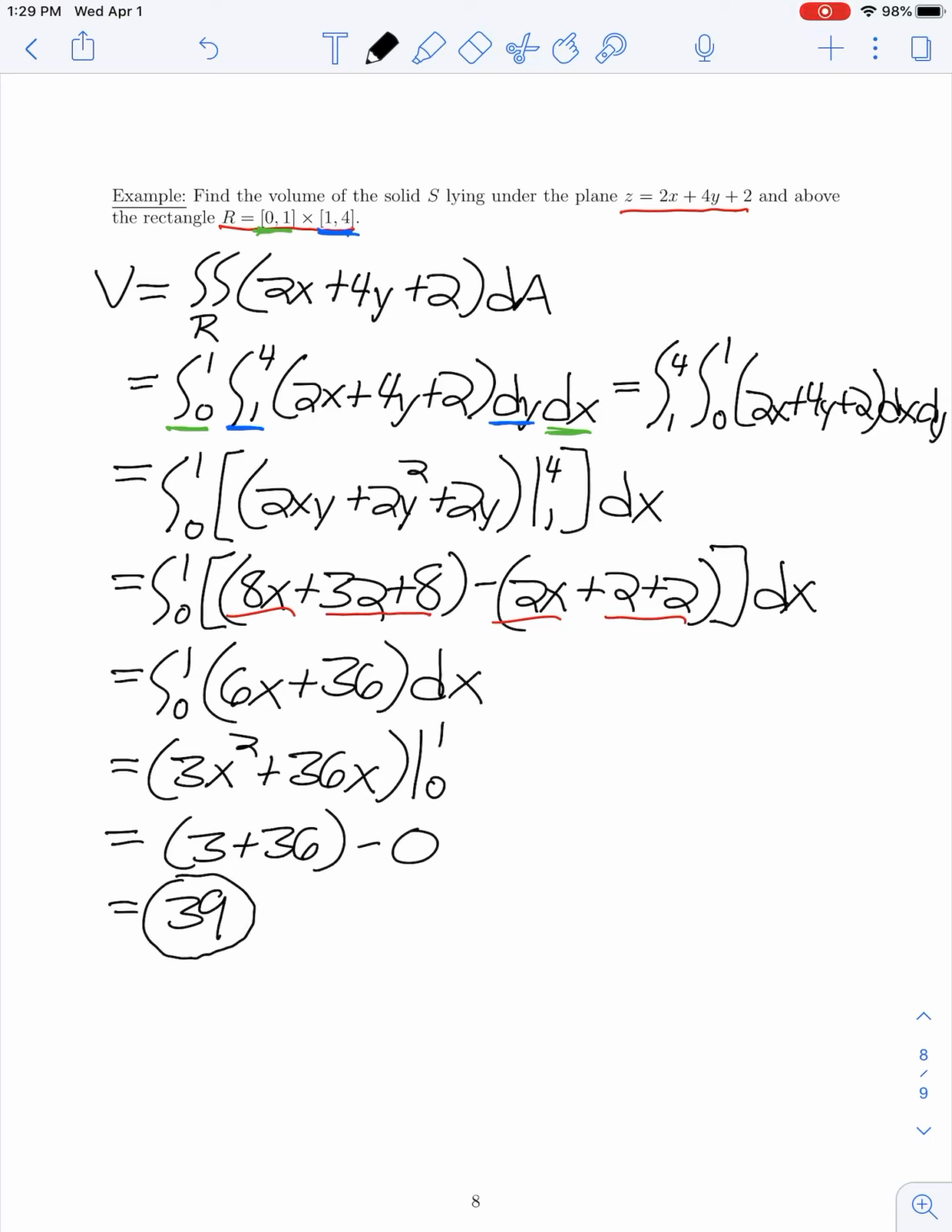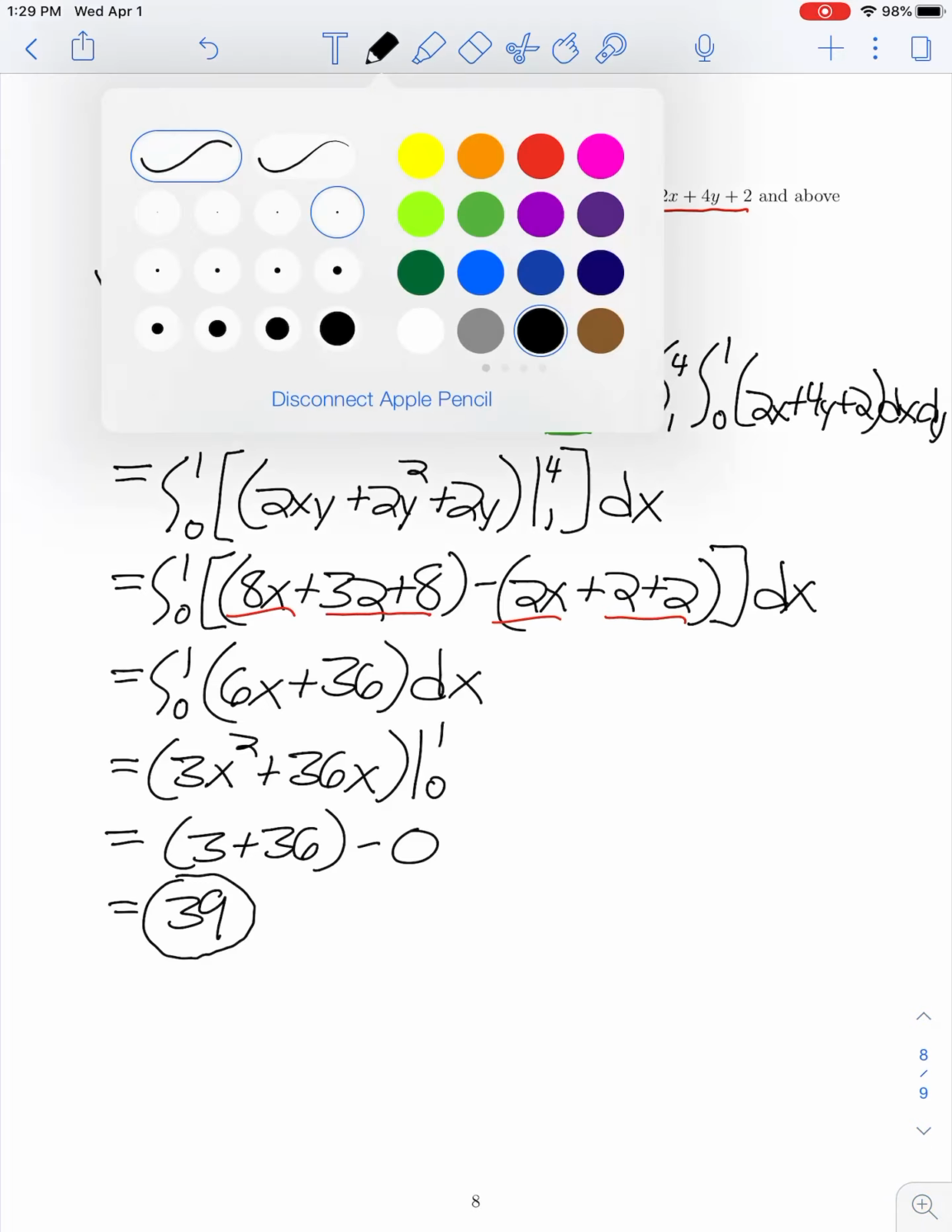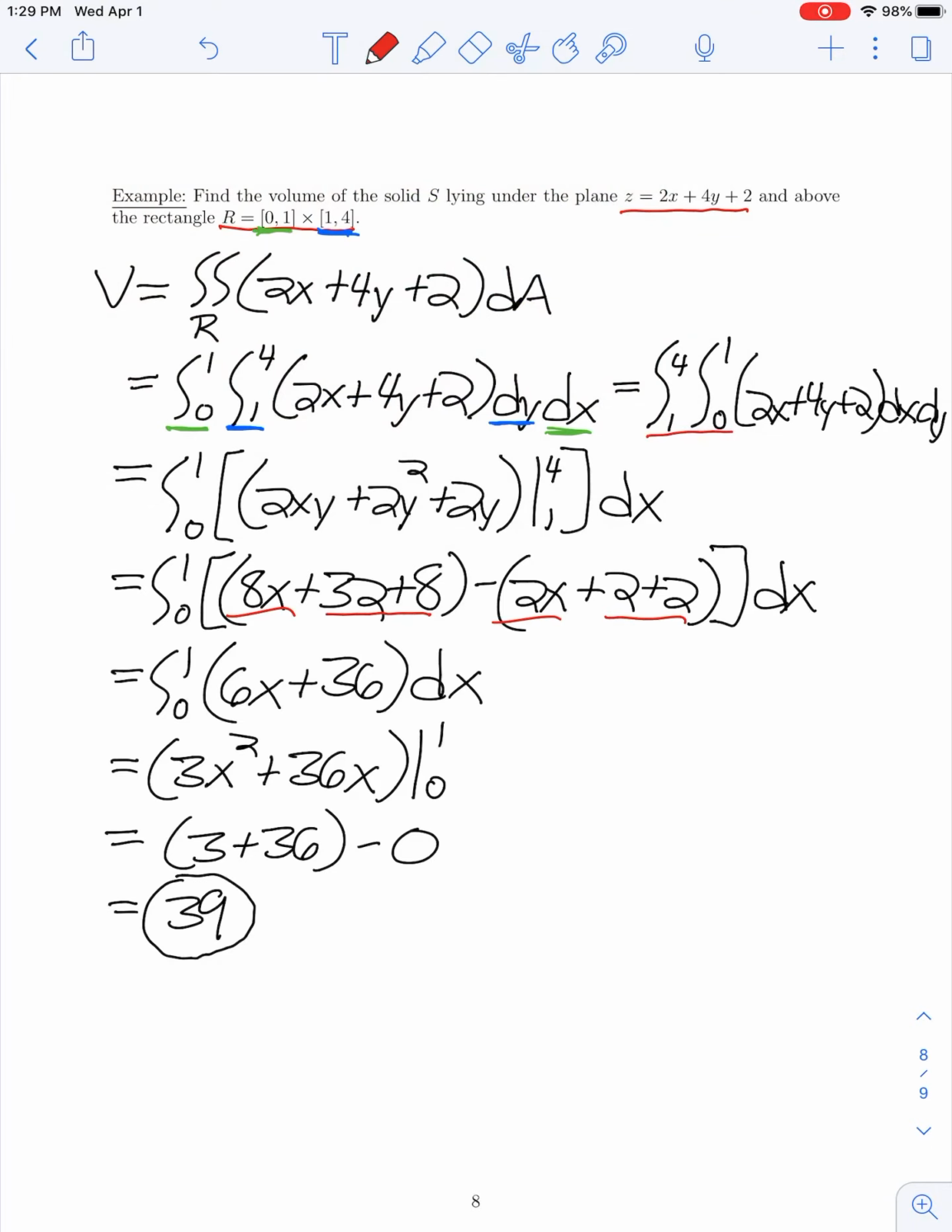So this leaves us with 3 plus 36 minus, when we plug in 0 for x, we get 0. So we're left with 39 for the value of this volume. 39 cubic units here, whatever our unit for measurement happens to be.